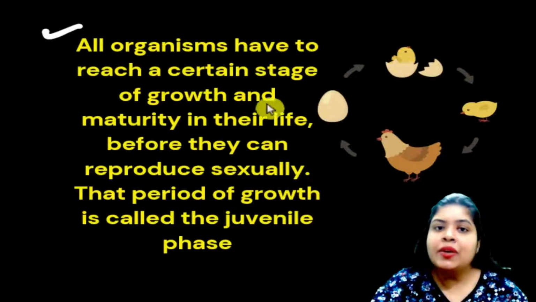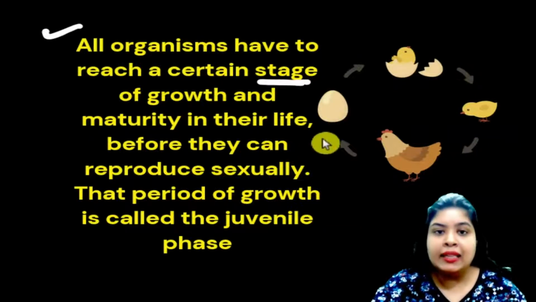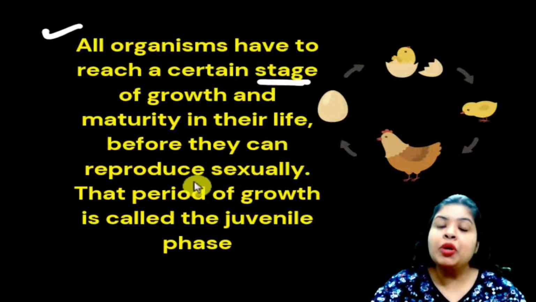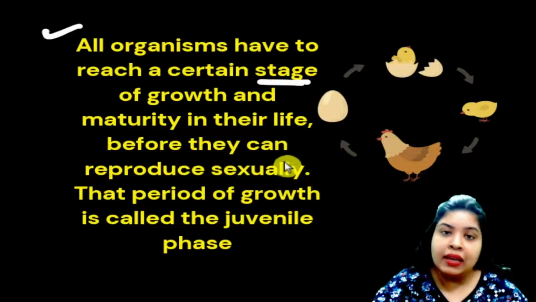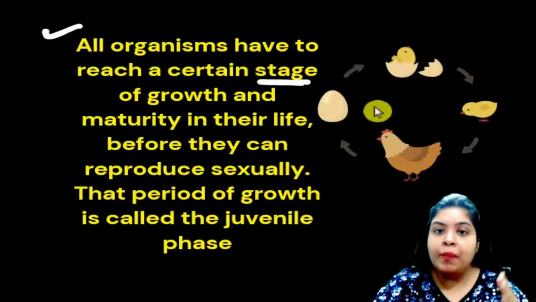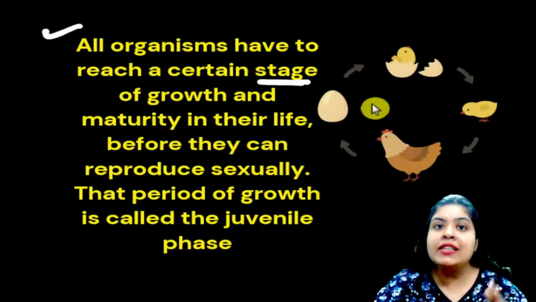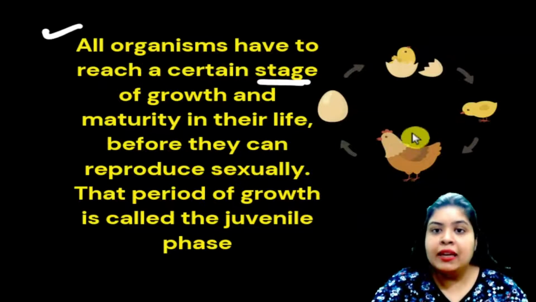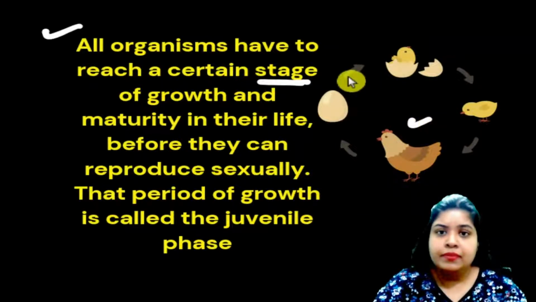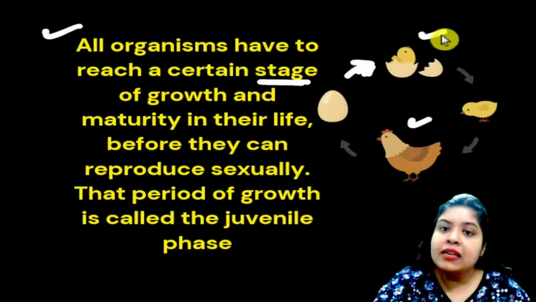Next is, all the organisms have to reach a certain stage of growth and maturity in their life before they are reproducing sexually. Fine. So this is what they are saying here, that every organism has to reach a certain stage in its life before it starts to reproduce sexually. Fine. So for example, if you're taking the example of this hen, this is the egg, it is going to be hatching and from it we get a chick.